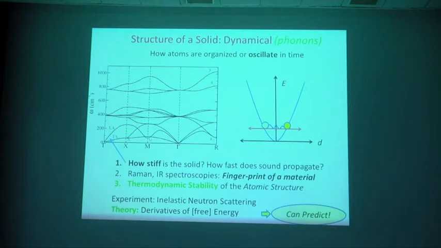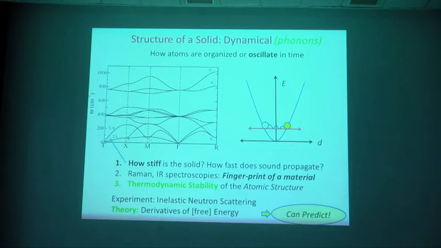acoustic phonon branches, the slope of these phonon branches gives you the elastic moduli of a crystal. All of you know elastic moduli, right? You apply pressure or stress, how much is the deformation in that crystal? That's what the response given by the elastic constant is. So the slopes of these branches give you elastic moduli. And that's why they are called acoustic phonons.